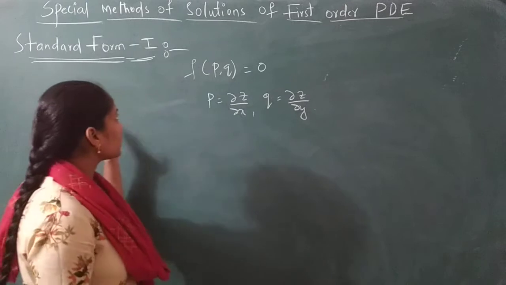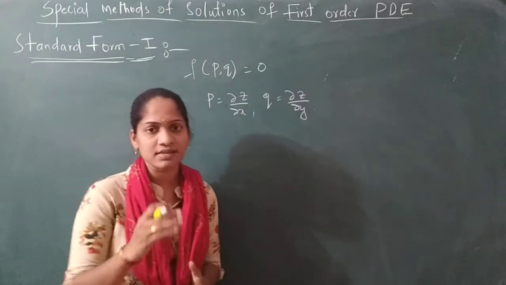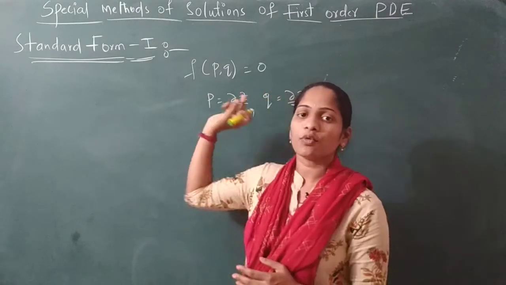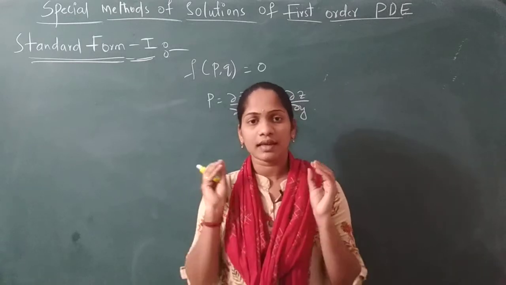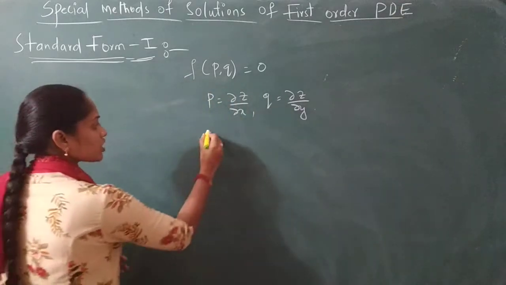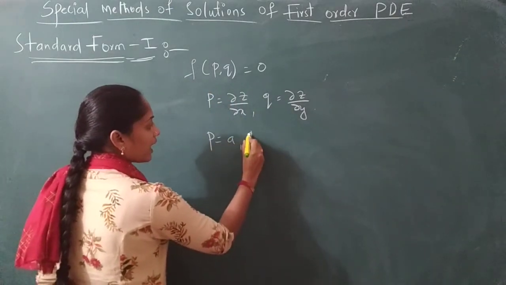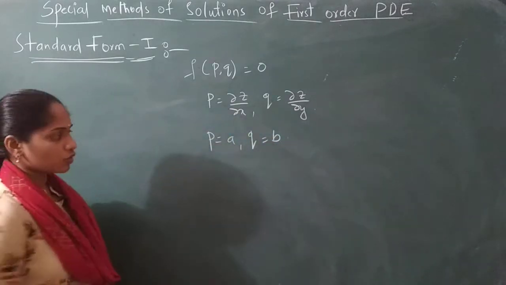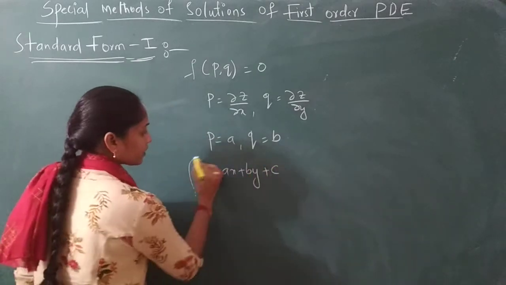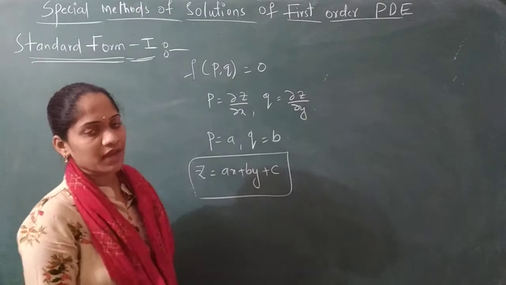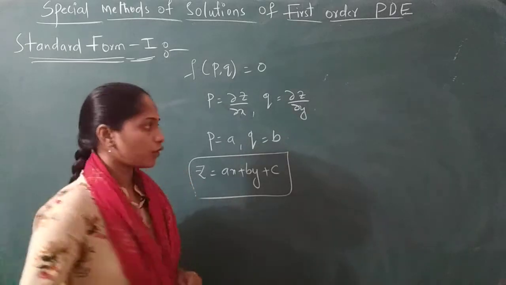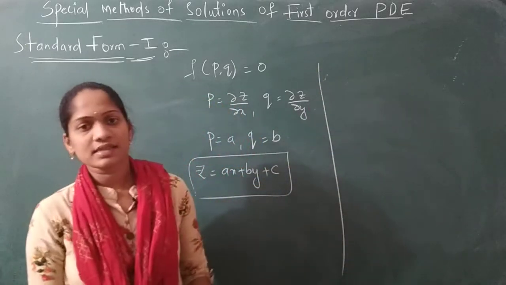Converting to standard form 1 simply means this: if the given PDE involves only the variables p comma q, then to convert it to standard form 1 we have to substitute simply p equal to a and q equal to b. Then the solution becomes z equal to ax plus by plus c. This is our solution, and we have converted the given PDE into standard form. So this is how we do standard form 1. Let's see it by one example.